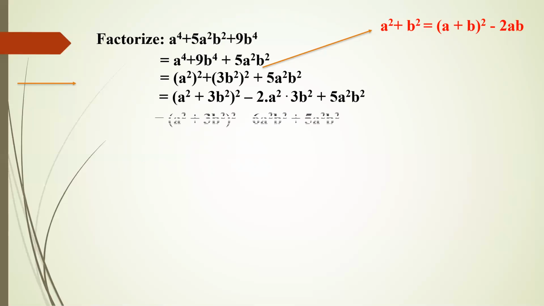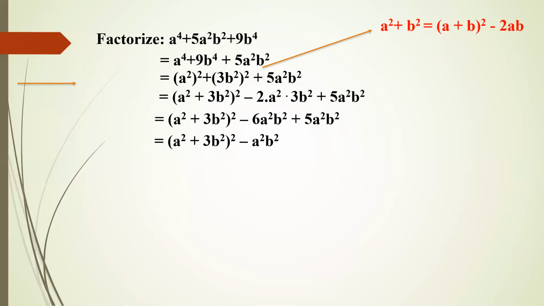Now let's multiply here. a square plus 3b square whole square, then 2 times 3 is 6, and a square b square plus 5a square b square. Now look at the like terms here: minus 6a square b square and plus 5a square b square. We can subtract them. Then what do we get? We get a square plus 3b square whole square, then from 6 minus 5 gives you minus a square b square, right? Minus 6a square b square plus 5a square b square, that is minus a square b square.